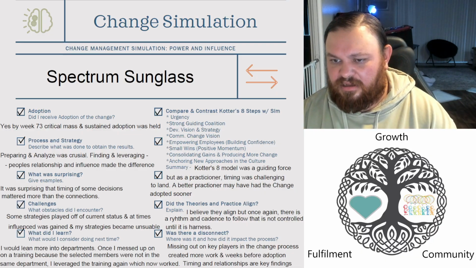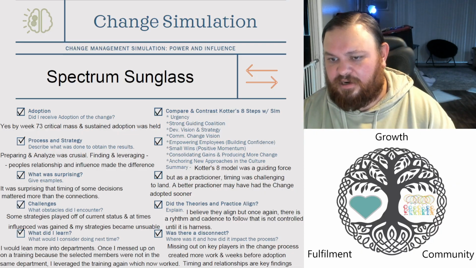And then where are the disconnects? Missing out on key players in the change process created more work and weeks before adoption. Timing and relations are key findings here.